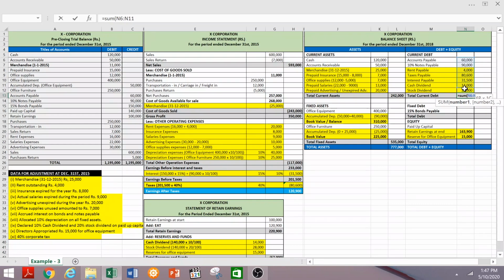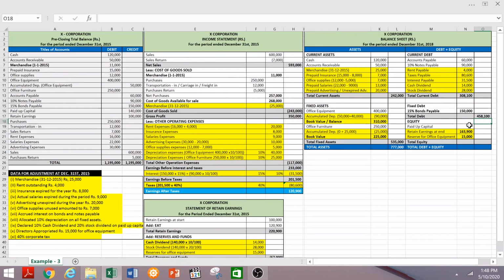So here in this way the amount of total current debt becomes equal to 3,08,100. Again, the bonds payable is our fixed liability or the long-term debt. The amount of 15% bonds payable is given in the pre-closing trial balance. I am just copying it, and in this way now we can make the total amount of debt by adding current debt and the fixed debt, which is equal to 4,58,100.